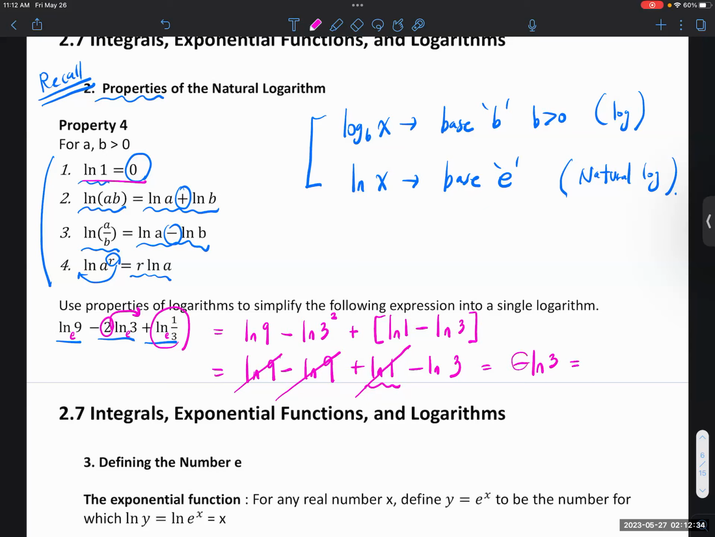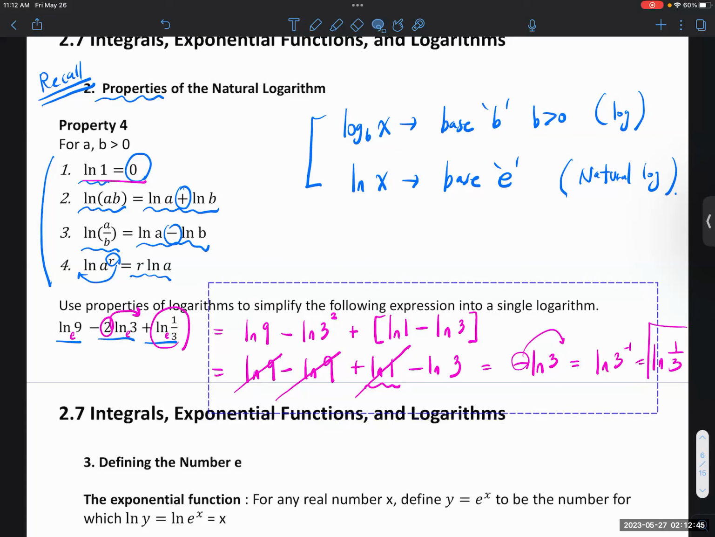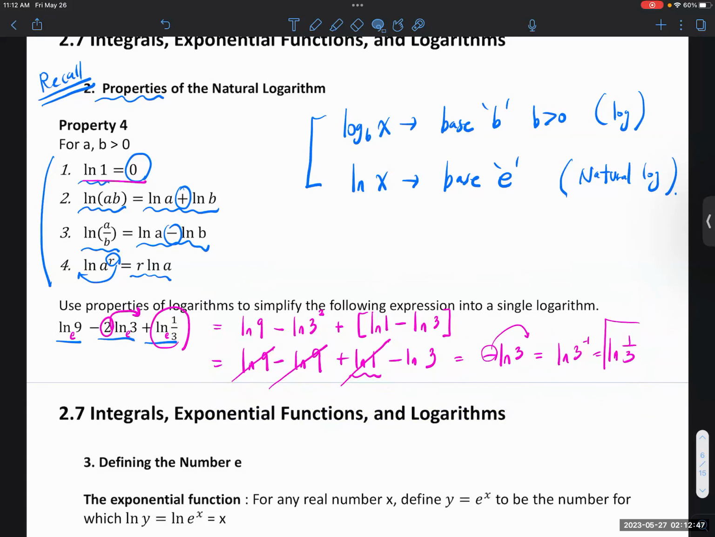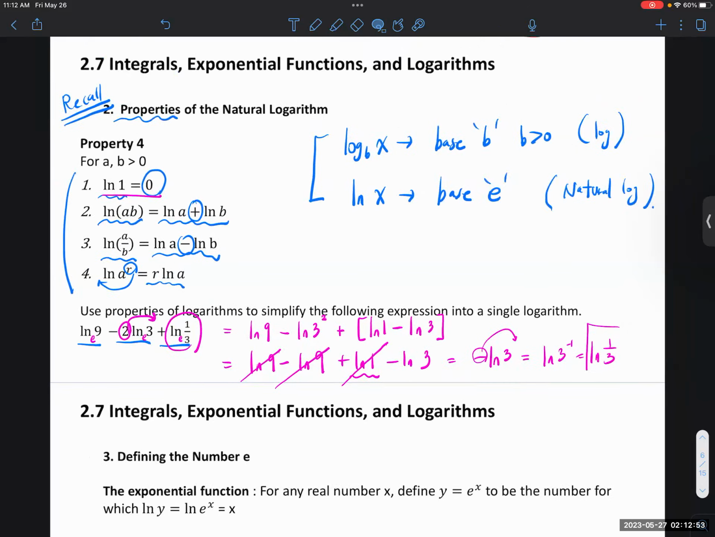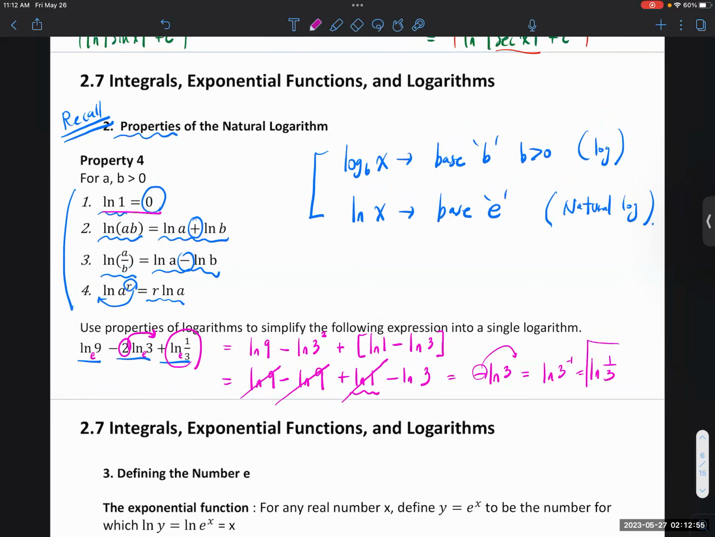Again, you can bring negative 1 into the exponent. It's going to be ln 1 over 3. So you can think about this logic by using the exponent and log property. We learned this one in pre-calculus. I'm just going to recall it because we're going to utilize it. Okay, so that should be okay, right?